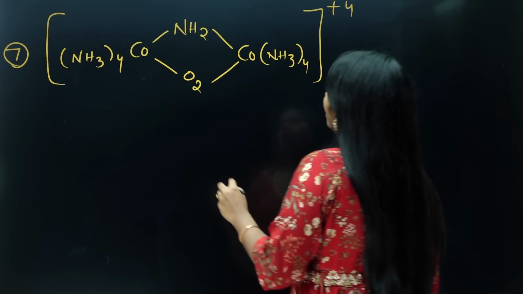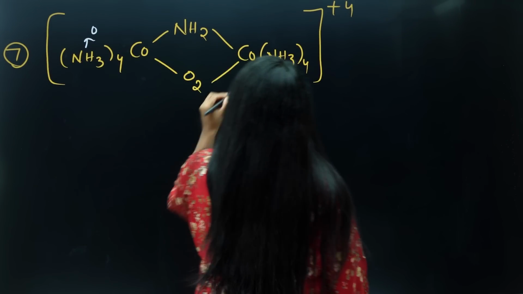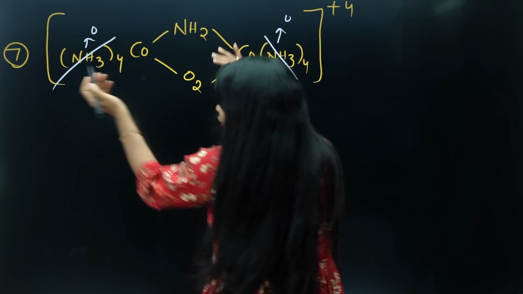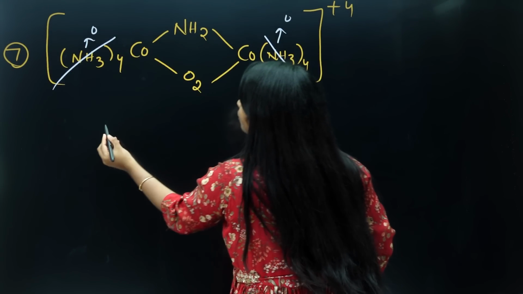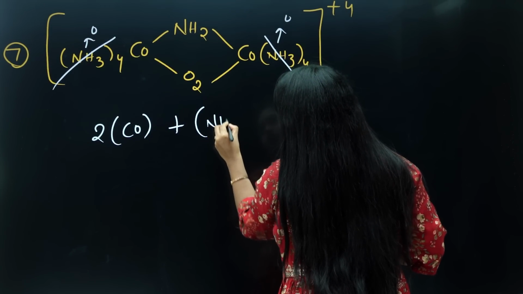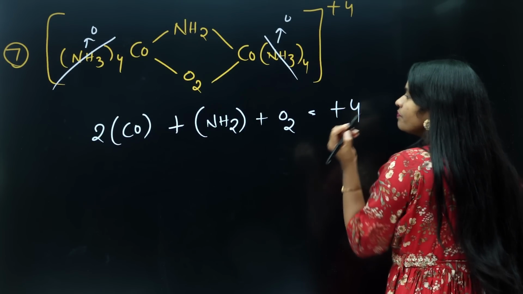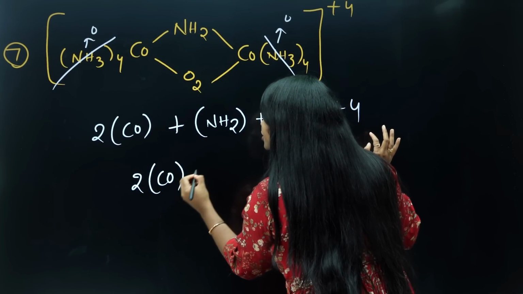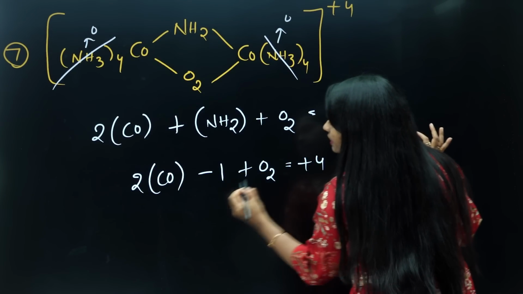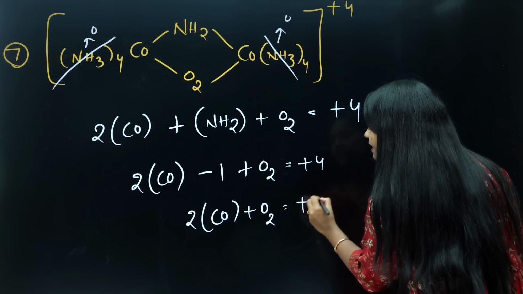See the next one. 4 ammonias are there. Here ammonia is a neutral ligand, 0. Here also ammonia is 0. So to save time I am not going to write it all. Directly I am going to write 2 CO, NH2, plus O2. Total charge on the complex is +4. Clear everybody? Now NH2 is always -1. So 2 CO plus O2 is equal to +4. Then 2 CO plus O2, if it comes this side, is +5.